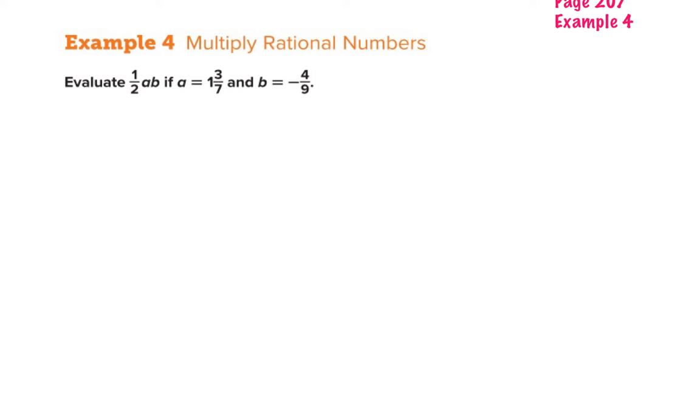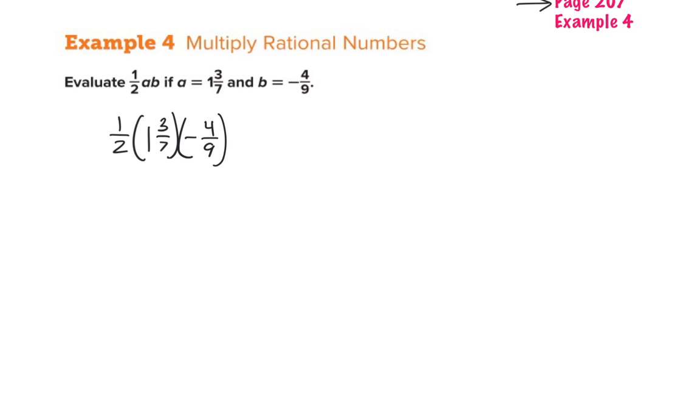All right, the next one I'm going to do is on page 207. This is example 4. Again, you can watch me do it, or you can write it in the margin with me if that's helpful to you. All right, so we're going to evaluate 1/2 AB if A equals 1 3/7 and B equals negative 4/9. So I'm going to be multiplying 1/2 times 1 3/7 times -4/9.